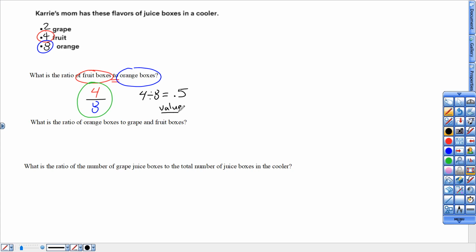If I wanted equivalent ratios, I could take 4 over 8 and I could divide both numbers by 2, top and bottom. And what that does is give me a fraction, even though that looks different, 1/2 is equivalent. These are what we call equivalent. They have the same value. So the ratio of fruit to orange is 4 to 8, or 1 to 2. The value is 0.5, same value.